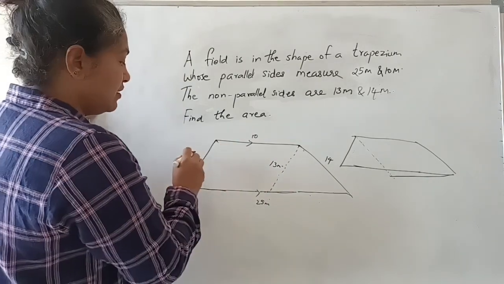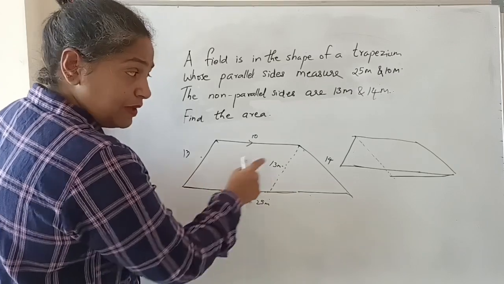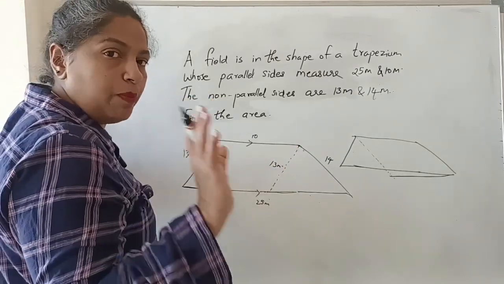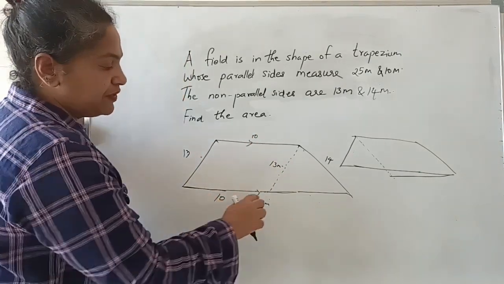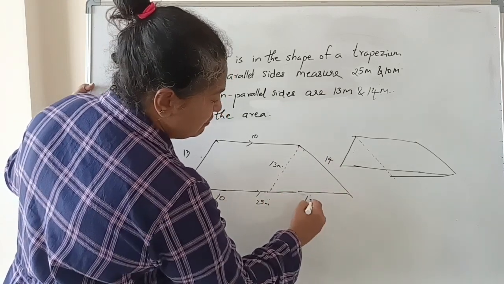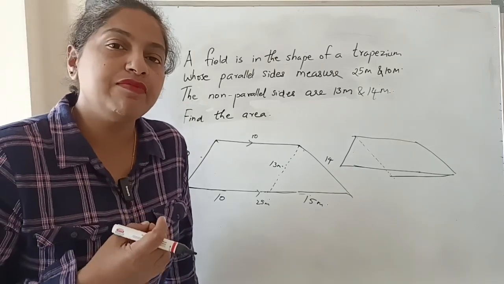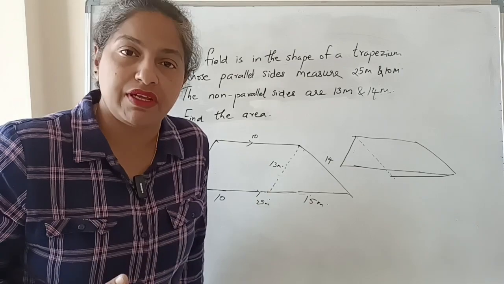This is 13. This is 13. This side and this side are parallel. This side and this side are parallel. By construction, it becomes a parallelogram. In a parallelogram, opposite sides are equal. So, if this is 10, this part is 10. So, what is remaining in the base of this particular triangle? 25 minus 10, which is 15, is remaining. I have now divided this particular diagram into two parts, which is a parallelogram and a triangle.